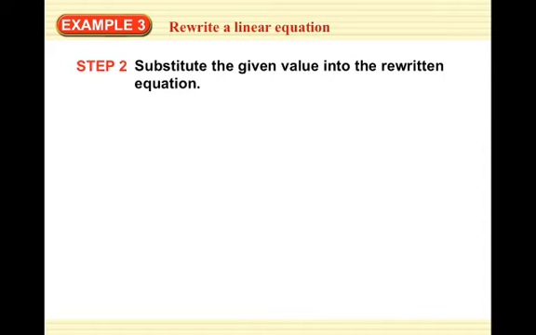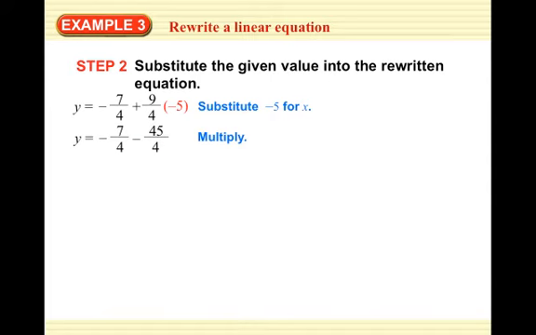So now we want to substitute the given value into the rewritten equation. So we're going to substitute negative 5 for x. So we're going to have y equals negative 7/4 plus 9/4 times negative 5. Okay, so now we're going to multiply. 9 times negative 5 is negative 45, and so plus negative 45 over 4 is the same thing as minus 45/4. So we have negative 7/4 minus 45/4.